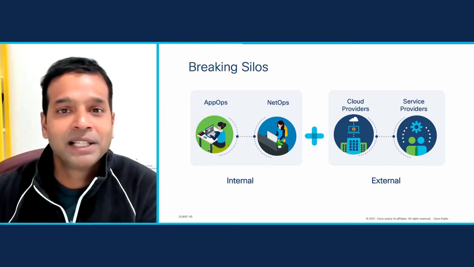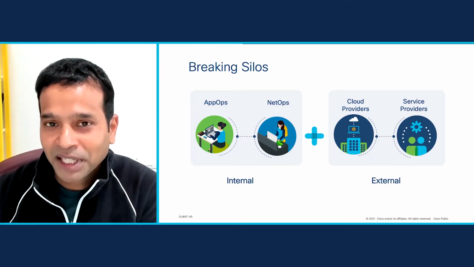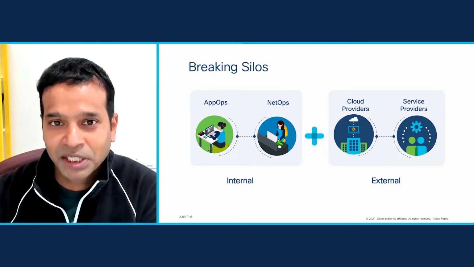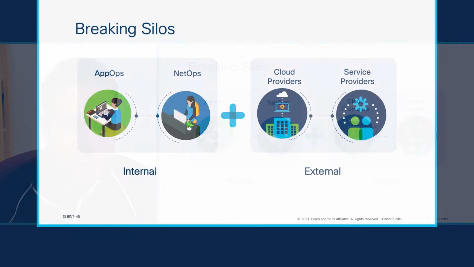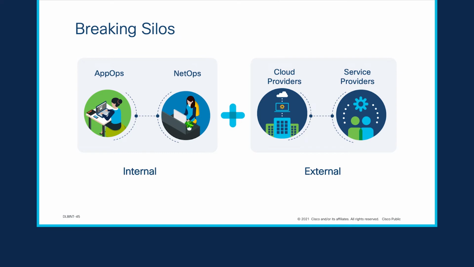The most exciting thing about all of this is really breaking these silos that exist in organizations today. Not just internal to your organization where your app teams and network teams and security teams work together, but also external to the organization. As in this case, right, you're working with your cloud providers or your third-party service providers. And you can truly bring all of these teams internally and externally together into one virtual team.